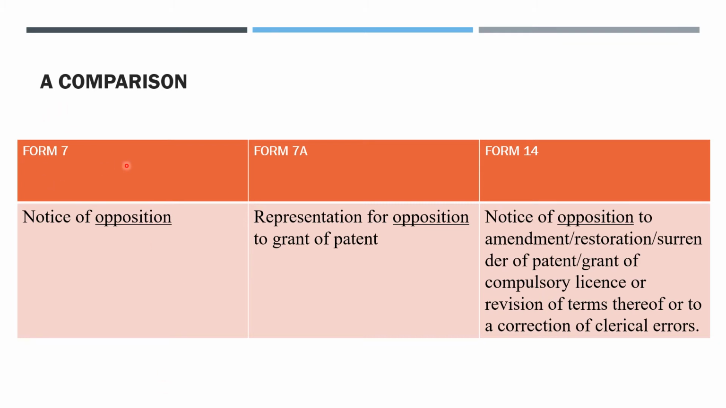Form number 7. The title is Notice of Opposition. Form number 7A. The title is Representation for Opposition to Grant of Patent. And form number 14 says Notice of Opposition to Amendment or Restoration or Surrender of Patent or Grant of Compulsory License or Revision of Terms thereof or to a correction of clerical errors. When you compare these three forms, I think it will be crystal clear for you to differentiate between the three, and you will not be confused anymore. That's why I have compared all three forms here for a clear understanding.